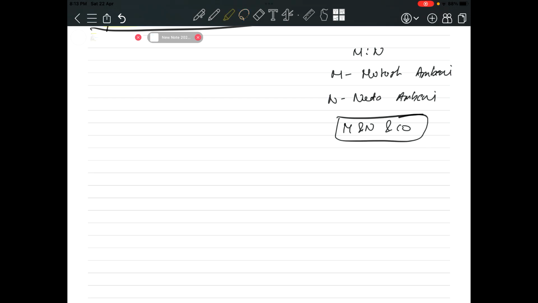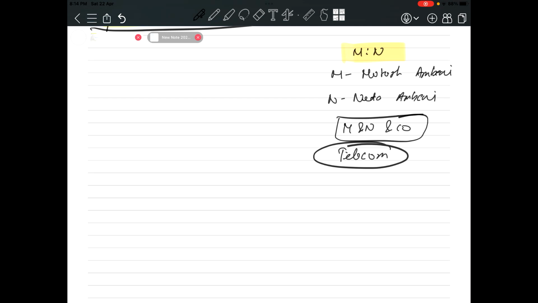Now they are in a business of, say for example, telecom, telecommunication. Just a hypothetical example. They are running a partnership firm. There are two partners, Mukesh Ambani and Nita Ambani, M&N.